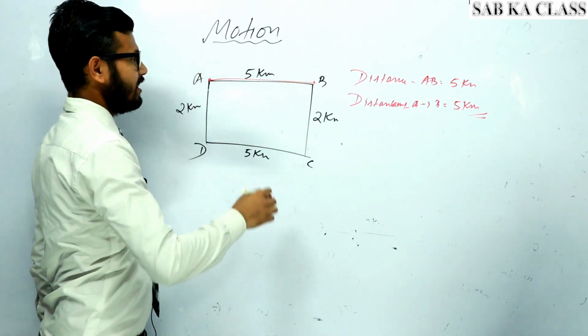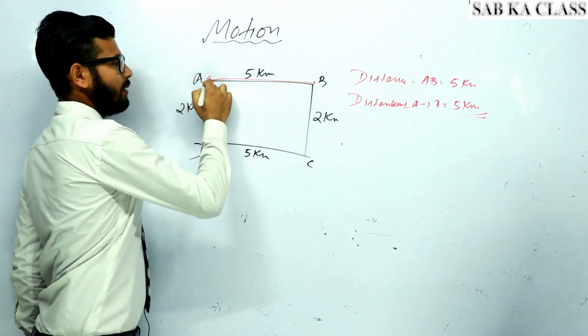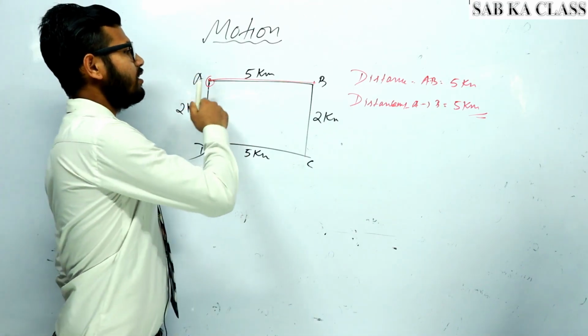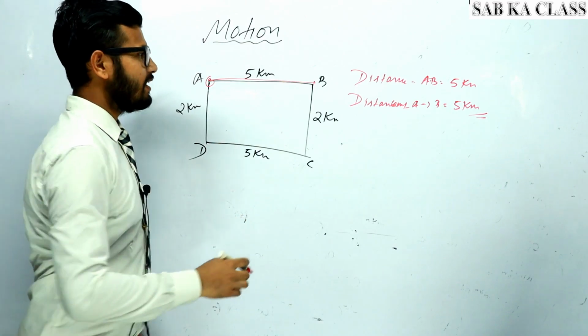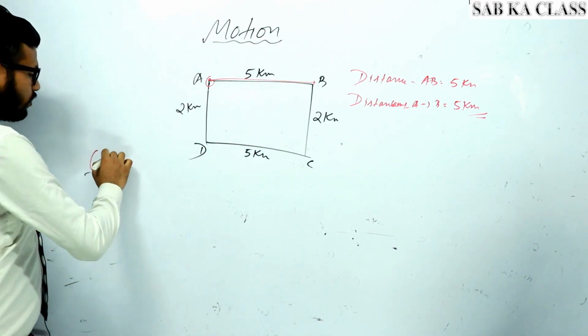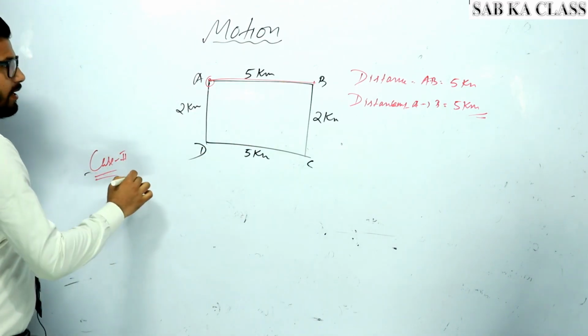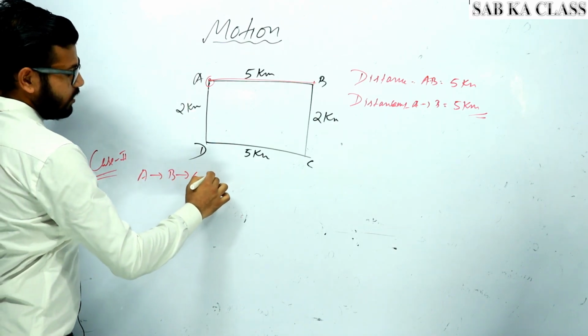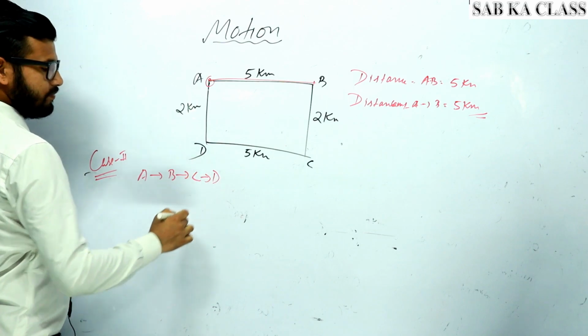Now what I am doing is that मैंने पूरा घूम के फिर वापस A में आया. क्या में आया? A में आया. Now you say me what is distance travel? हाँ मैंने क्या किया? Next case, the case 2. What is the case 2 here? मैंने क्या किया? A से B, B से C, C से D गया. चलो मेरा D तक गया.